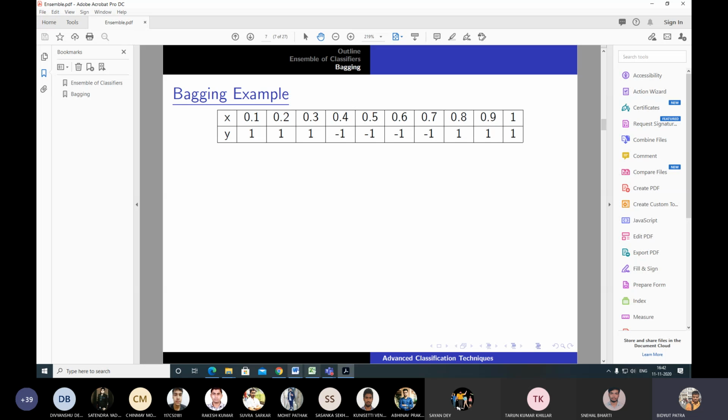Let's say you have a training data set here. You have x and y. Can you see the slide? I don't know the slide number. It's the bagging example with x and y, 0.1, 0.2. Yes, visible.